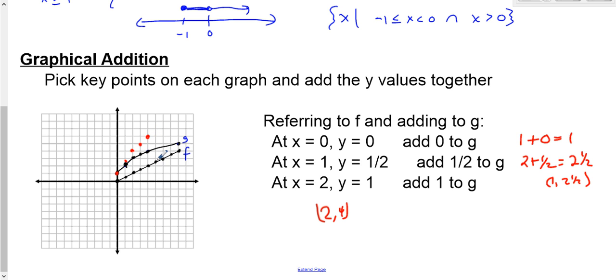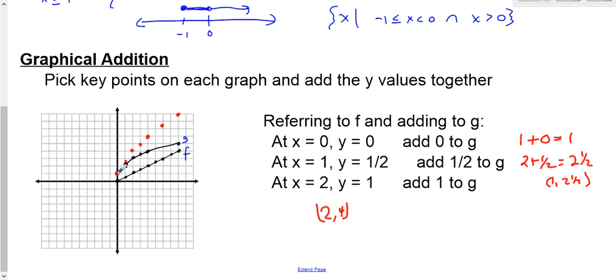When I look at the f function, I'm going to go up to the next whole number, over to 1, 2, 3, 4, 5, 6. I'm at 3 units up. So I'm going to go to this g function, which looks to be around 1/2, and I'm going to go up 3 units. 1, 2, 3. And then finally at the end here, I'm up 4 units. So I'm going to go up to the g function and add 4 units. 1, 2, 3, 4.